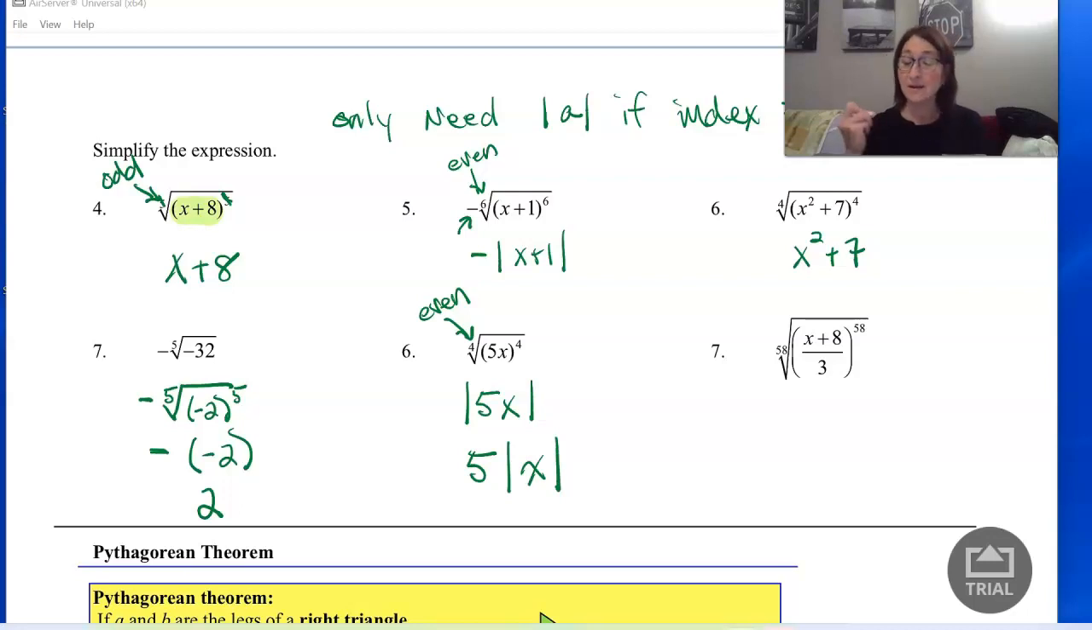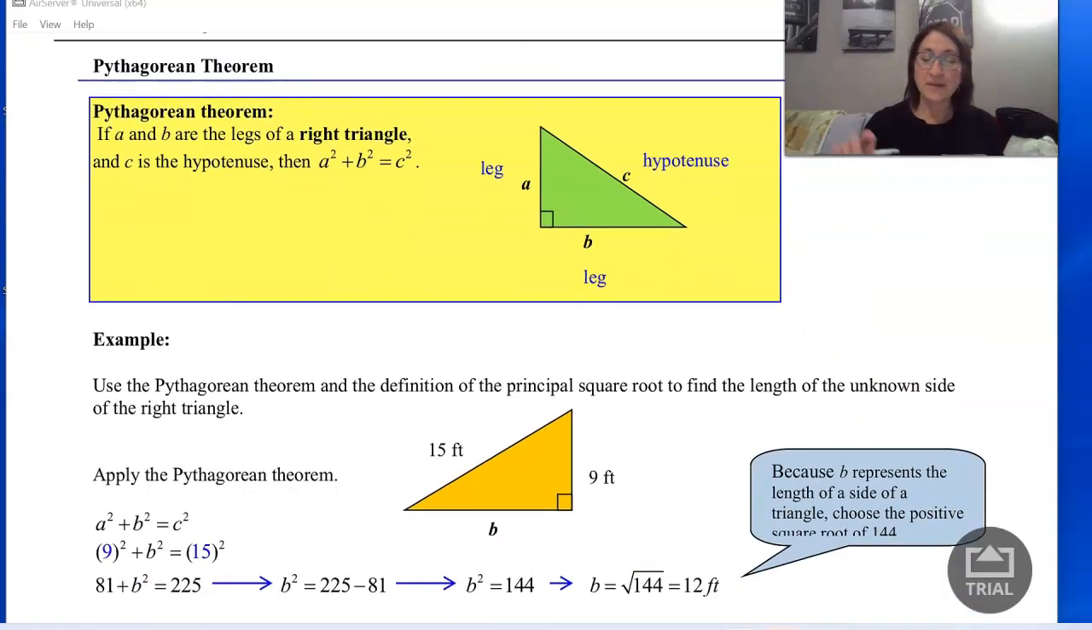For 7, a huge index, 58. But I notice that it's even. So this is going to be the absolute value of x plus 8 over 3. The absolute values only need to go over the part that has the variable, so the x plus 8. Okay, let's move on.